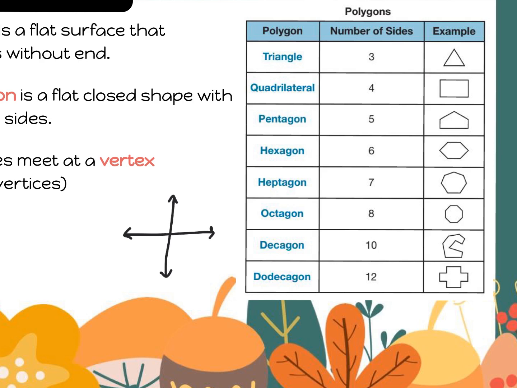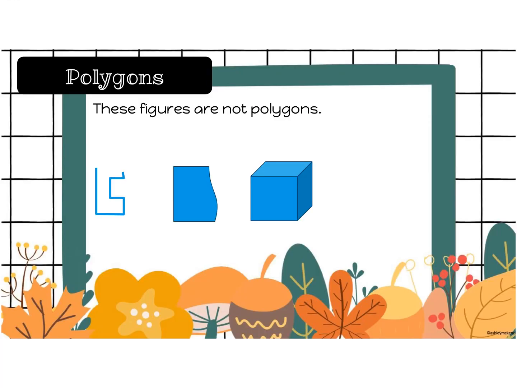Savannah? Why is there no 9-sided shape? That would be called a nonagon, and there is. These are just the most common that you see. Nonagons aren't very common, but they do exist. Okay, so polygons.